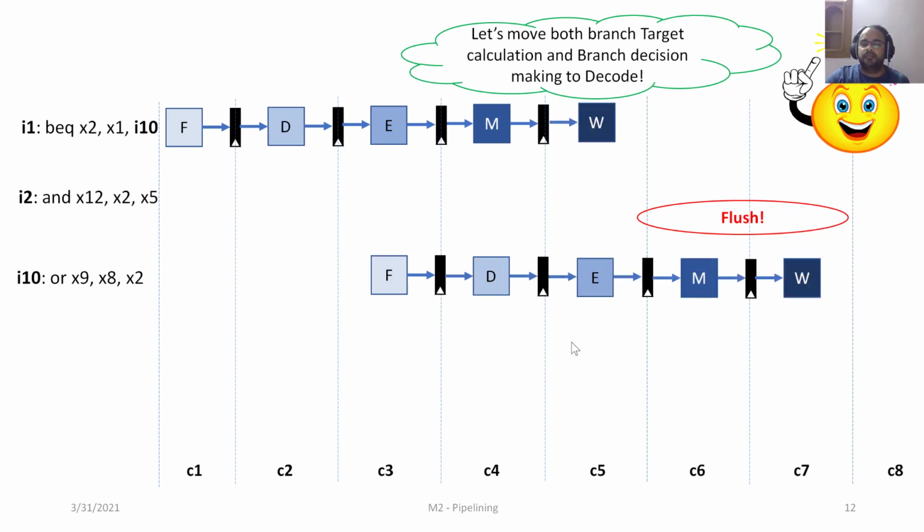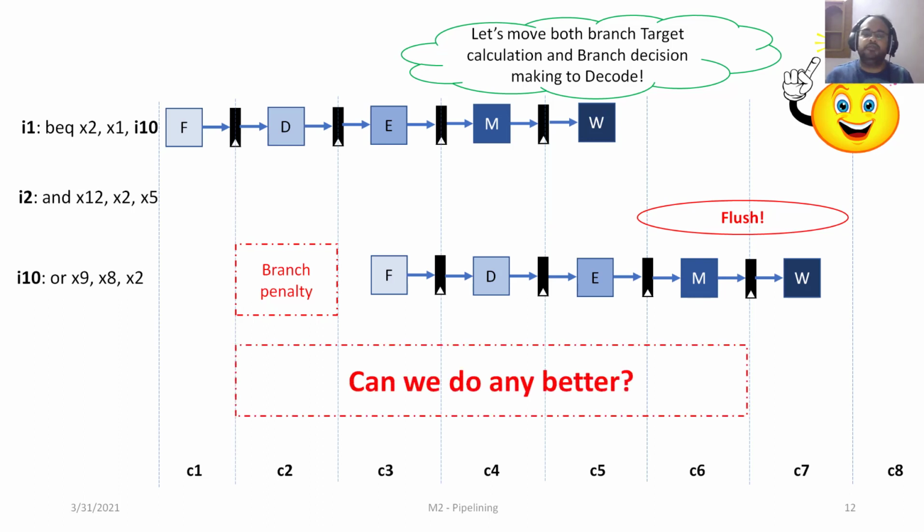So earlier we had 2 cycles of branch penalty. Now we were able to reduce it to 1 cycle. What we did was we moved both the branch target calculation and branch decision making to the decode stage. Again, I will leave you with the thought, can we do any better? It's really good that we reduced the penalty from 2 cycles to 1 cycle, but can we do any better? We have very interesting optimizations that were proposed to answer this question.